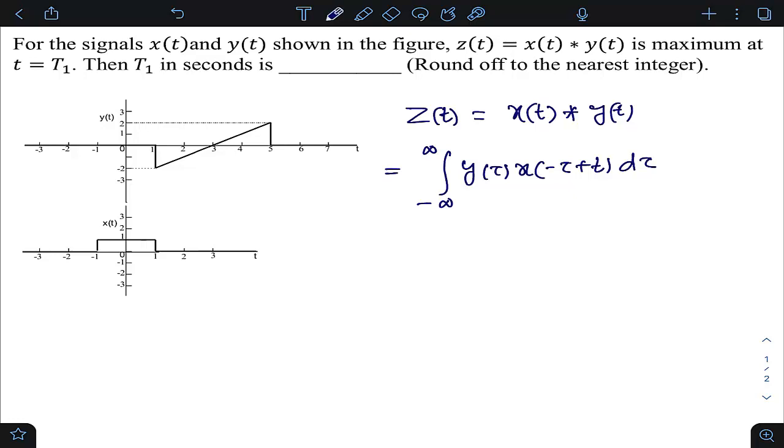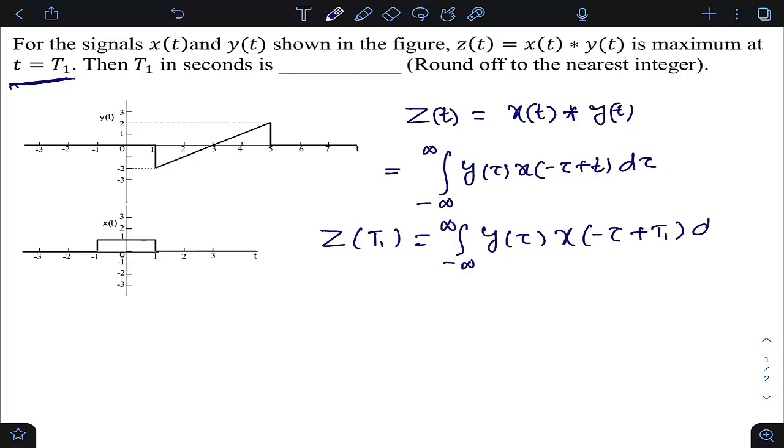Okay, so this is z(t), but here we are not interested in finding the waveform of z(t), or z(t) for all values of time. Rather, our interest is at a particular time instant t1. So if I ask you what is z(t1), this happens to be the integration from minus infinity to infinity of y(tau) x(minus tau plus t1) d tau.